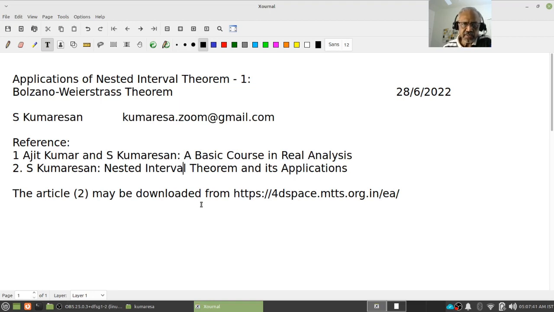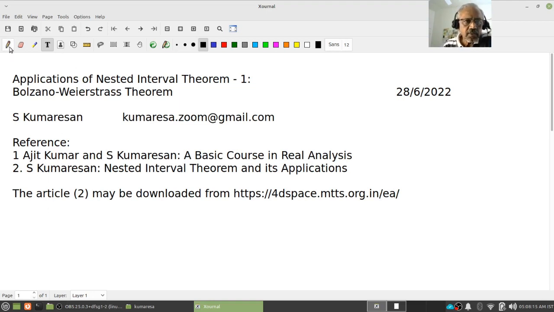Search for nested interval, and on this site there is a search facility. You will get it. You can download and read it. As I said, it contains about 6 applications or so, but I'm going to concentrate only on 3 which are very basic and needed in real analysis. We are trying to prove 3 results from real analysis using the nested interval theorem. So this will be a very useful trick. So let us get started.